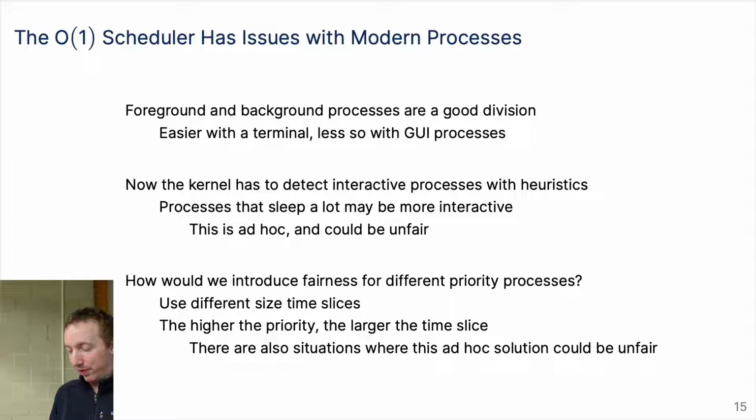So the kernel could try to detect which applications are user applications through some heuristics. Maybe a process that sleeps a lot is more interactive, like it does something with keyboard input and then goes back to sleep after it updates its display. But it's ad hoc, which just means you're guessing in the dark, and it could result in unfair scheduling. So to introduce fairness for different priority processes, what they do is use different size time slices based on priority. The higher the priority, the larger the time slice you get, and a lower priority task gets a smaller time slice. There are situations where this could be unfair, but in practice it seems to work quite well.